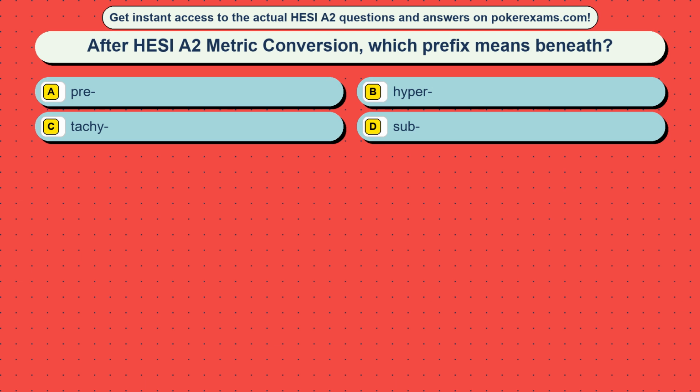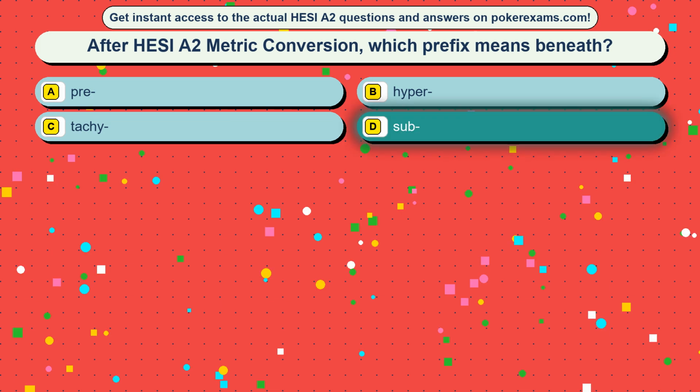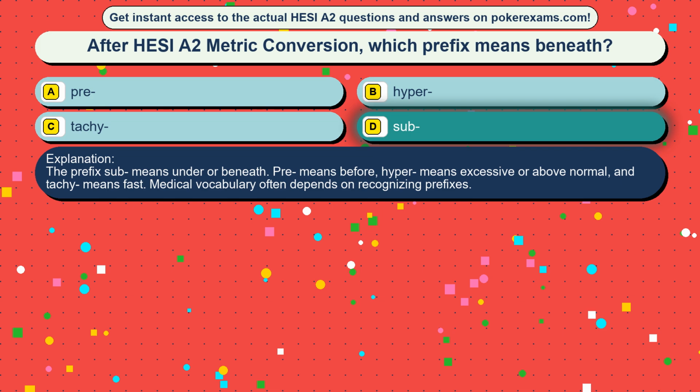Question 6. After HESI A2 metric conversion, which prefix means beneath? Option A, pre. Option B, hyper. Option C, tachy. Option D, sub. The correct answer is option D, sub. The prefix sub means under or beneath. Pre means before, hyper means excessive or above normal, and tachy means fast. Medical vocabulary often depends on recognizing prefixes.